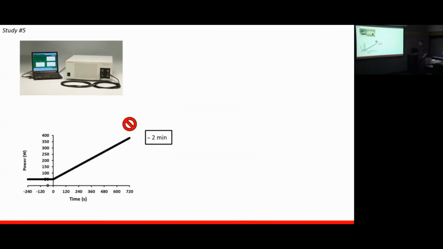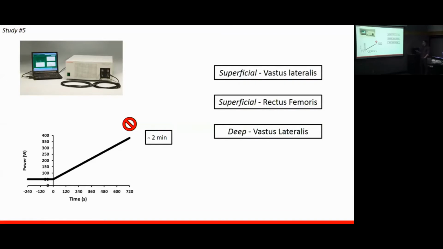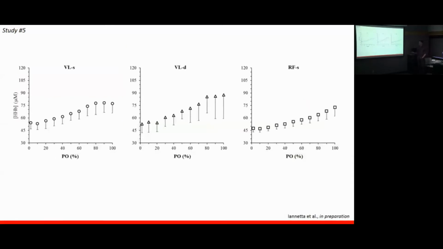So again, we repeated our protocol: ramp incremental test, occlusion, approximately 2 minutes of occlusion, and we investigated superficial vastus lateralis, superficial rectus femoris, with the same resolution as we have here in Calgary, but also deep muscle, 6 centimeters deeper. In terms of profiling, we found pretty much the same, which was what we were expecting. So this is vastus lateralis superficial, deep, and rectus femoris. Again, increase, plateau, also in the deep muscle, increase, plateau, but not in the rectus femoris.